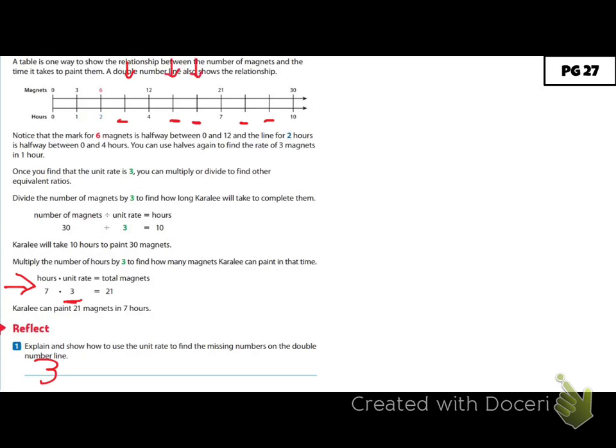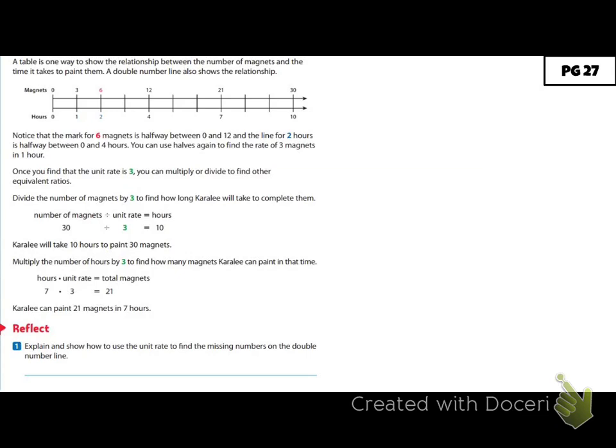So let's go ahead and do that. So 3 would be the next number on the double number line. So if we take 3, multiply that by our unit rate of 3, that will give us how many magnets? Ding, ding, ding. 9. Our next one is going to be 5 hours. So if you do 5 hours times our unit rate of 3, that's going to give us how many magnets? 15.